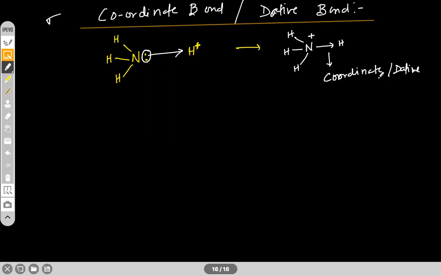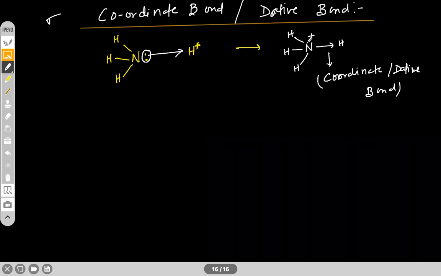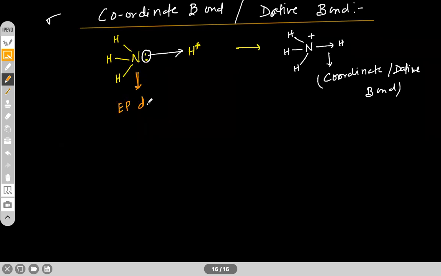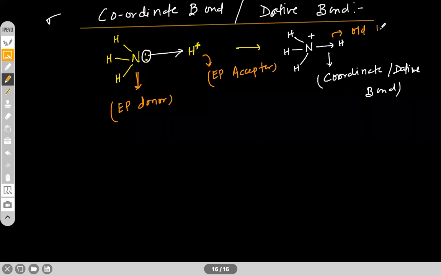Coordinate or dative bond. The two electrons originate from nitrogen only. H+ has no electron here, but still it managed to make a bond with this nitrogen, since it accepts the electron pair from the molecule which donates electron pair, we call it electron pair donor, and this one is the electron pair acceptor, accepts electron. This is what the coordinate bond is. So this arrow from donor to acceptor is the coordinate bond, and this representation is the old methodology.